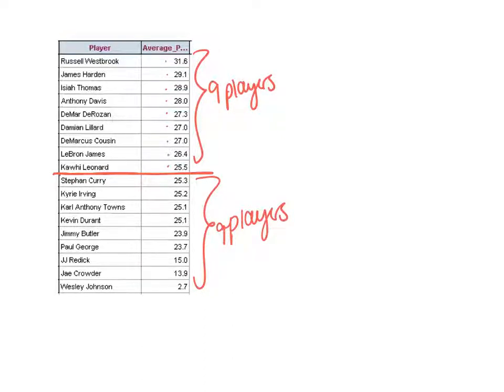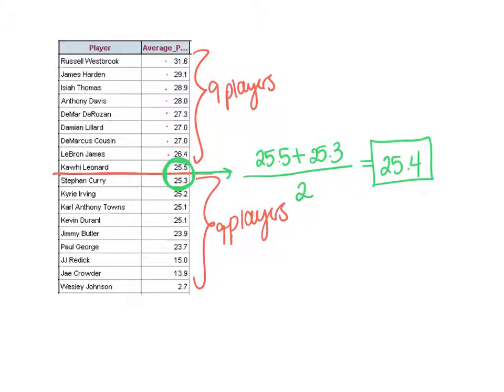So there's not an exact middle number per se. What you have to do if there's not an exact middle number is calculate the average between these two numbers right here. So when I calculate the average, I'm just adding them up and dividing by 2. And it's fairly easy to see what number is sitting right in the middle, and it's 25.4. That's going to be my median.